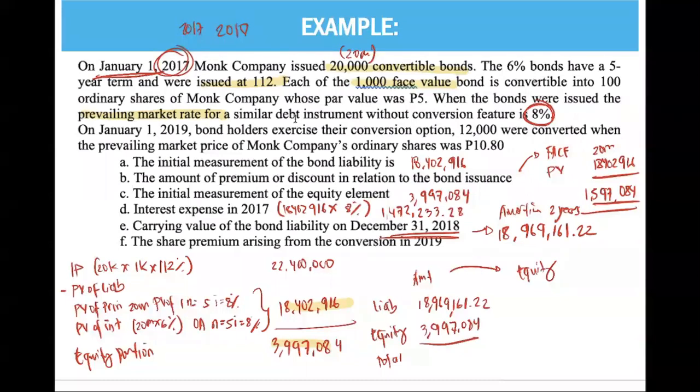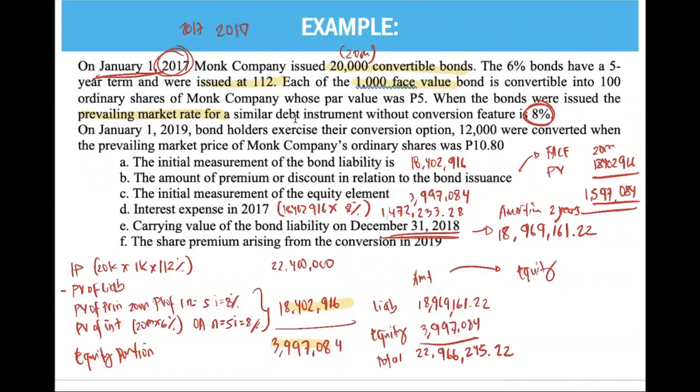18,969,161.22 plus 3,997,084. Our total value is 22,966,245.22. Sir, why is our liability now 18,969? If we go back on our discussion a while back, we said the amount now will be transferred to equity.